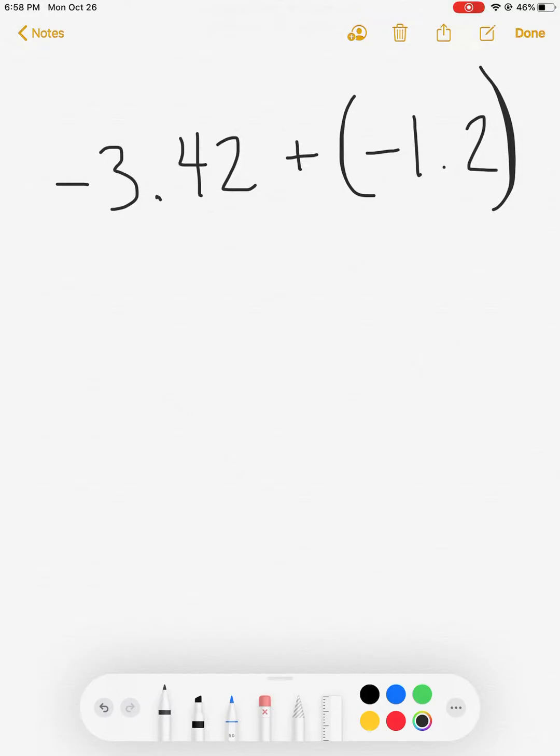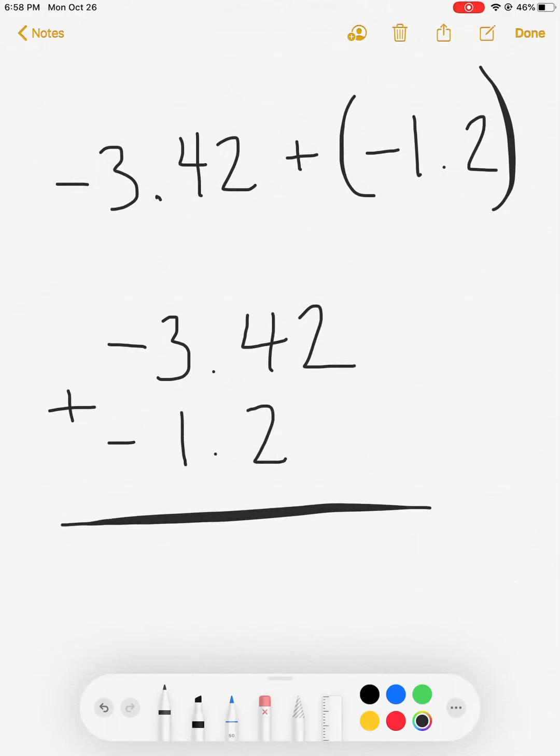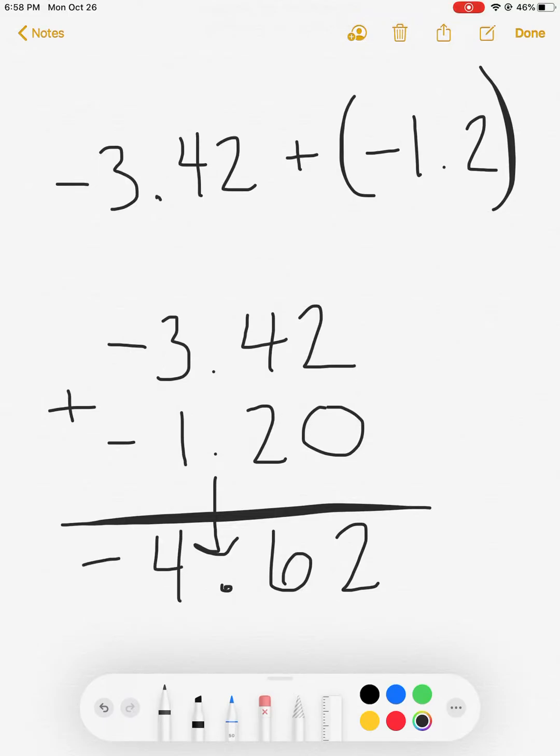Since we're adding decimals, we want to make sure that we continue to line up the decimals in this process. So I'm going to stack my -3.42 with -1.2 below, lining up my decimals, placing a 0 in as any place value holders. 2 plus 0 gives us 2, 4 and 2 gives us 6, drop the decimal into my answer, 3 and 1 gives us 4. We were adding two negatives, so we end with a negative answer.